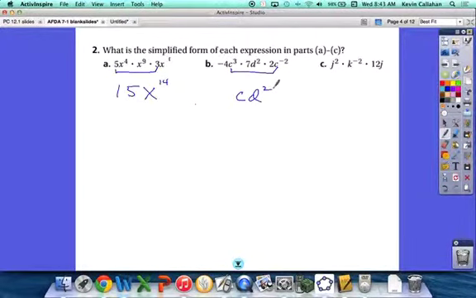Okay, now what are you going to do with the negative 4 times 7 times 2? Multiplying. What is negative 4 times 7 times 2? Negative 56.